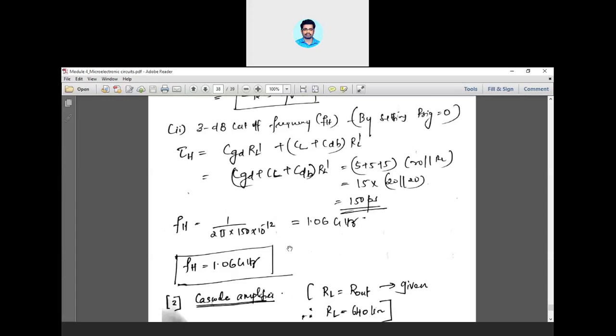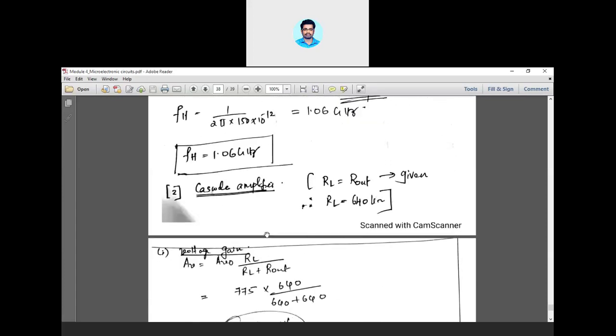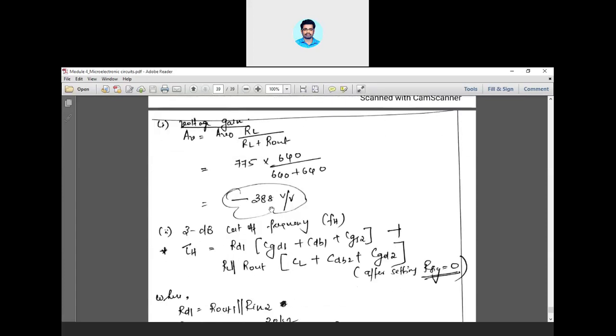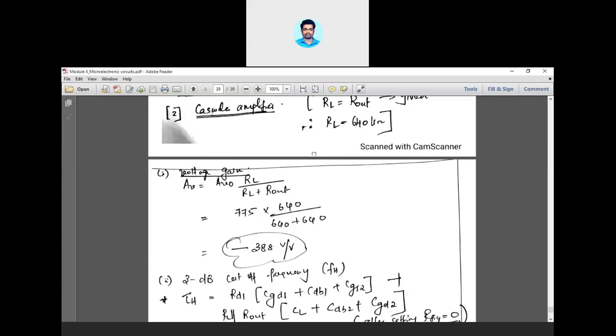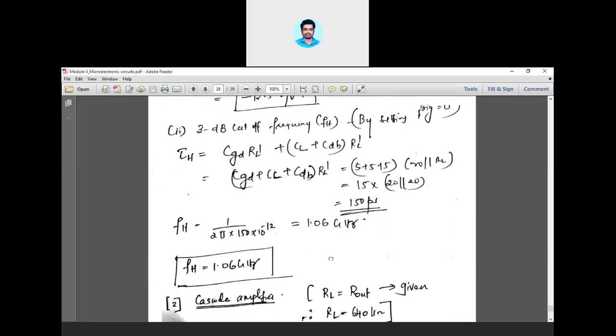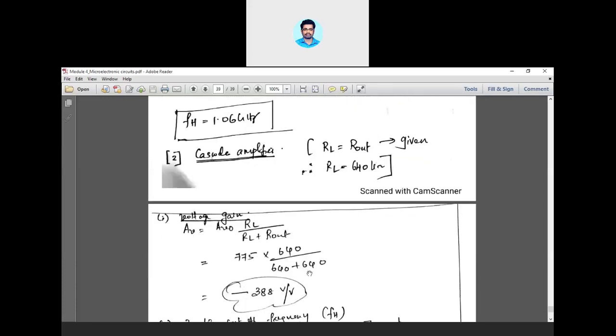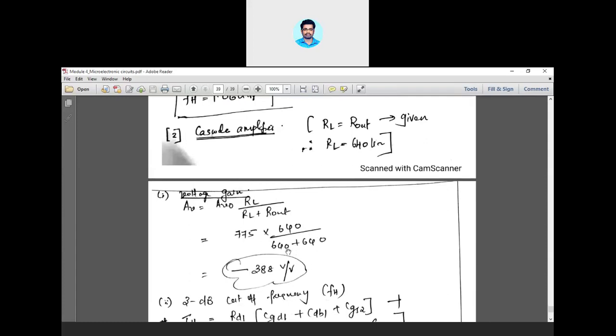So this is the cutoff frequency of a common source amplifier when RSIG equals 0. At the same time, when you go for the Cascode Amplifier, your gain has increased to minus 388. See, a very large, drastic increase from 12.5 to minus 388. So a very appreciable increase in gain you got in a Cascode Amplifier. So definitely you have explored the advantage of the Cascode Amplifier.